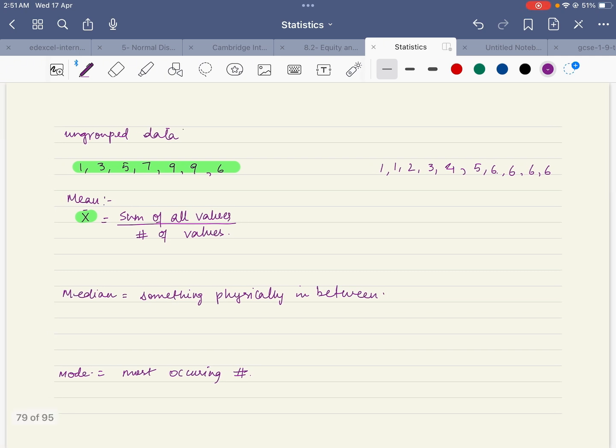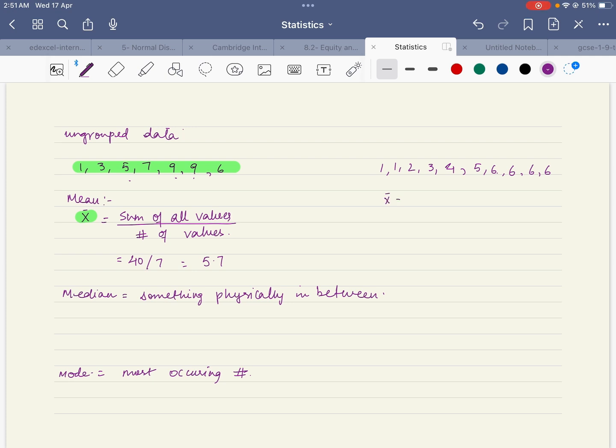Sum of all the values is 4, 4 plus 5 is 9, 9 plus 18 is 27, 27 plus 7 is 34, 34 plus 6 is 40. So we will write 40 divided by number of values, which is 1, 2, 3, 4, 5, 6, 7. 40 divided by 7 is equal to 5.7. This is the average.